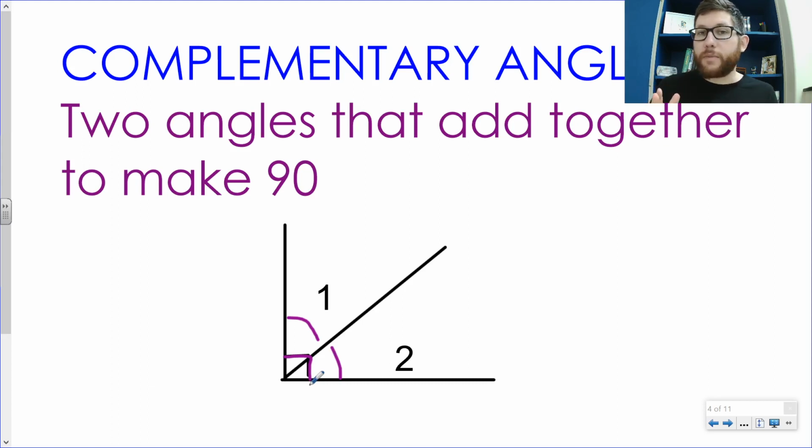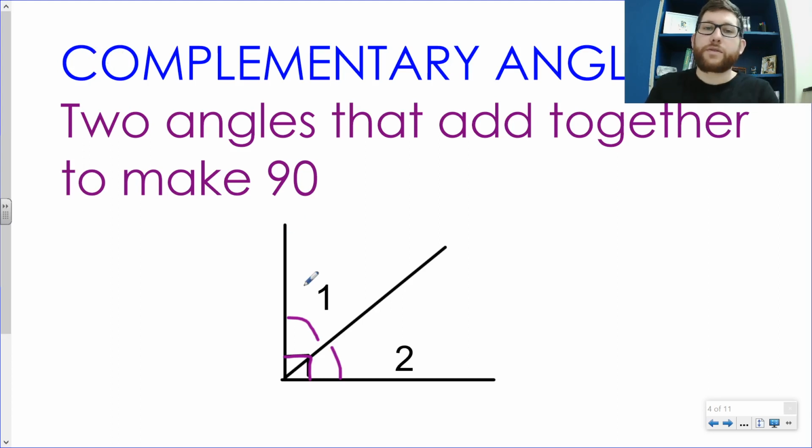Now there's a couple ways to remember that complementary goes with 90 and supplementary goes with 180. Spoiler alert, okay? One of the ways is that the complementary angles, see the C here? C comes before S in the alphabet, so 90 comes before 180. That's one way. Another way, sometimes kids like to do this. They turn the C into a 9, and then I have a 90 right here. The C and O turn into a 90.